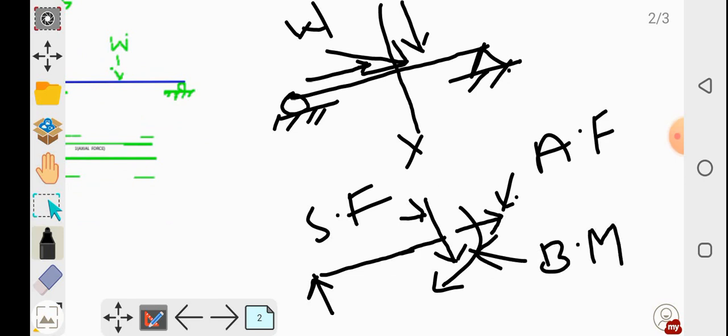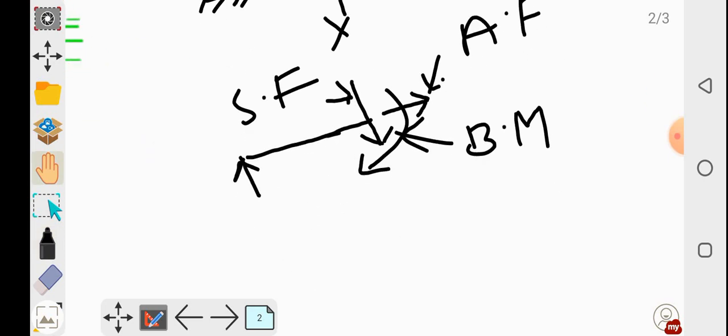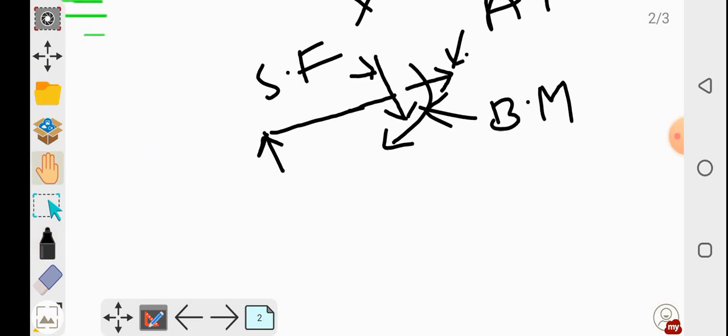Right, now how are the reactions developed against these actions? If our beam has to work properly, it should develop an internal shear force, an internal bending moment, and an internal axial force, which should be equal to the external axial force, external shear force, and external bending moment for the safe bearing of this external loading. Let's discuss first how the internal bending moment will generate in our beam for counterbalancing this external bending moment.